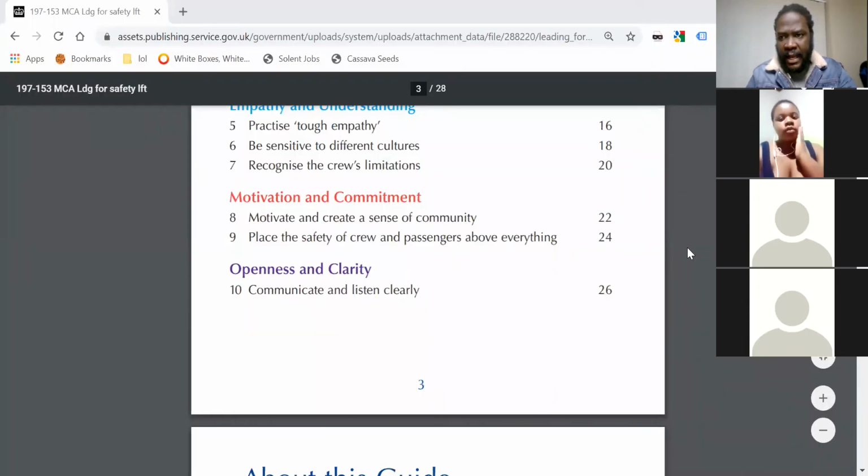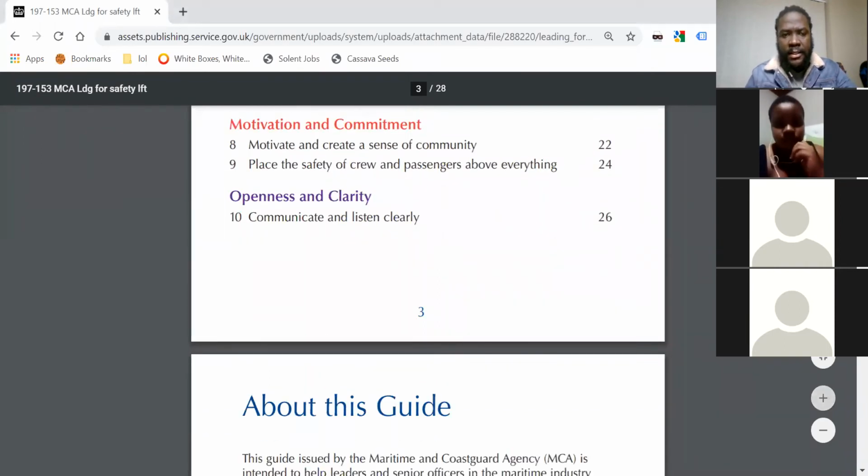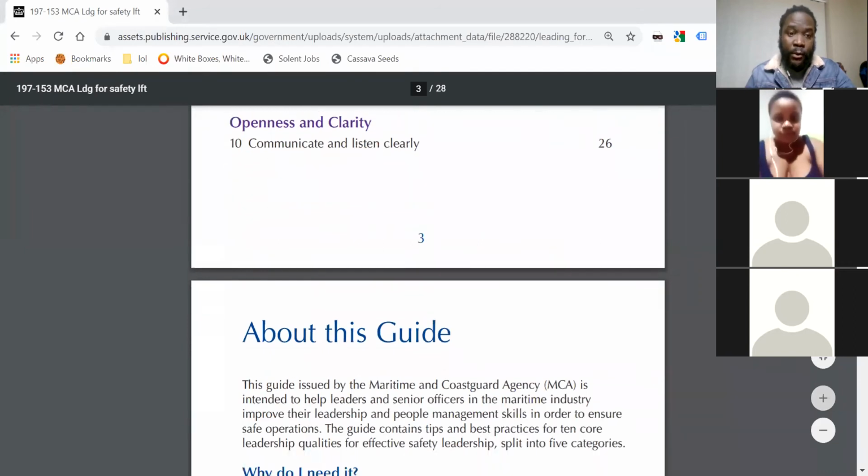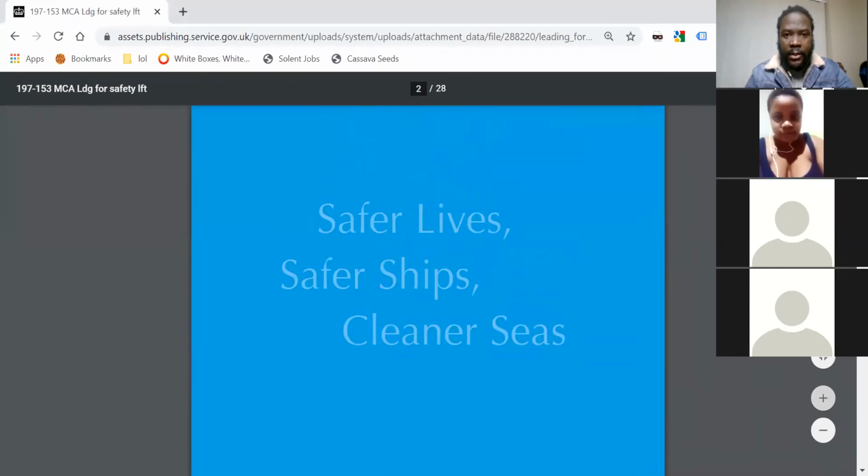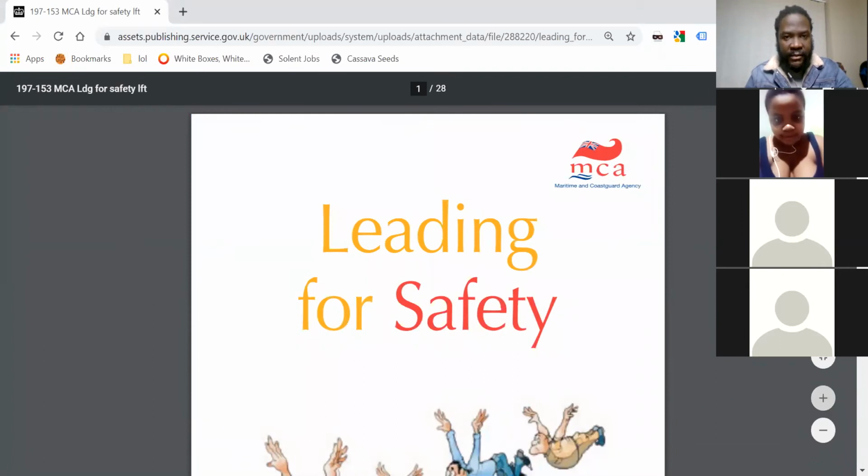I'm sharing my screen, and this is a very important document. It's from the MCA. Anyway, I would share this in the group as well. It's called Leading for Safety. Leading for Safety is an MCA document.